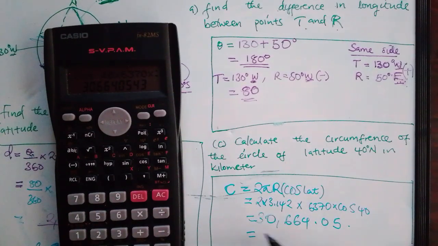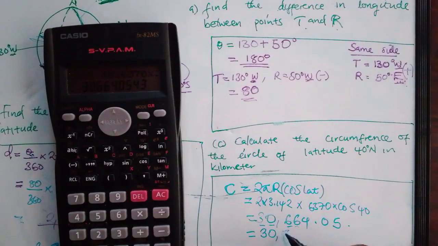So you count 1, 2, 3. So you say 3, 0, 6. Is the number after this 6 above or below 5? It is above. So meaning we add a 1 to this 6. So it becomes 7. Then these 2, you just replace them with zeros, because 0 is not significant. Kilometer. So this was our circumference. So this is where the question ends.